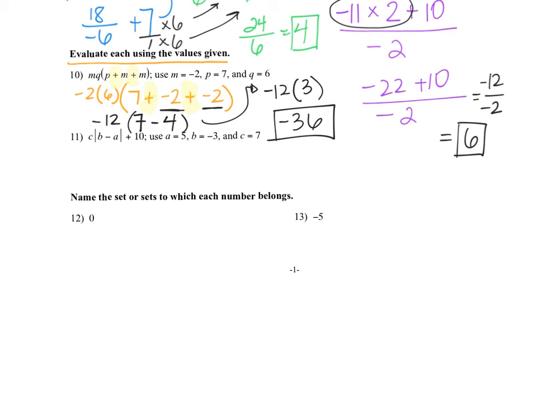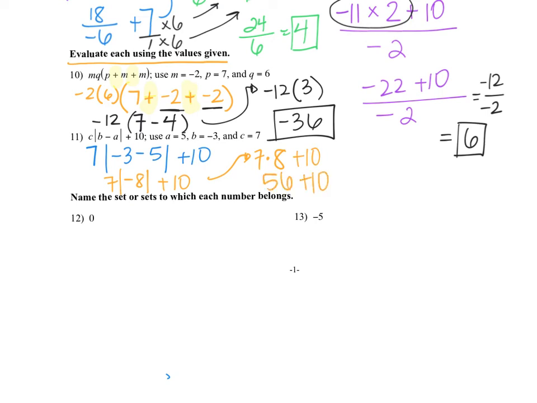Oh, number 11 looks a little bit more difficult because of the absolute value. So let's say I actually have 7, absolute value of negative 3 minus 5 plus 10. I'm going to do the absolute value first. So negative 8, absolute value times 7 plus 10. And so the absolute value of negative 8 is actually 8. So 8 times 7 plus 10, and we're going to read from left to right. So we have 56 plus 10, and my answer is 66.